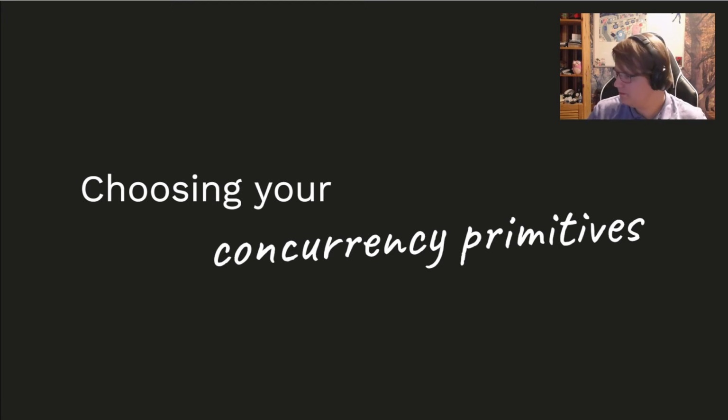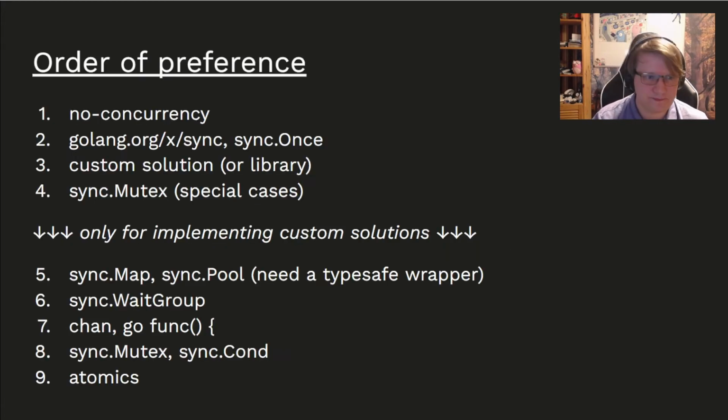Now there are quite a few concurrency primitives that Go provides, or different libraries or golang.org/x provide. So how should you choose them? This is my list in order of preference. So first of all, prefer non-concurrent code. Then sync.Once and the golang.org/x/sync packages are pretty nice things, so they don't have any significant problems.